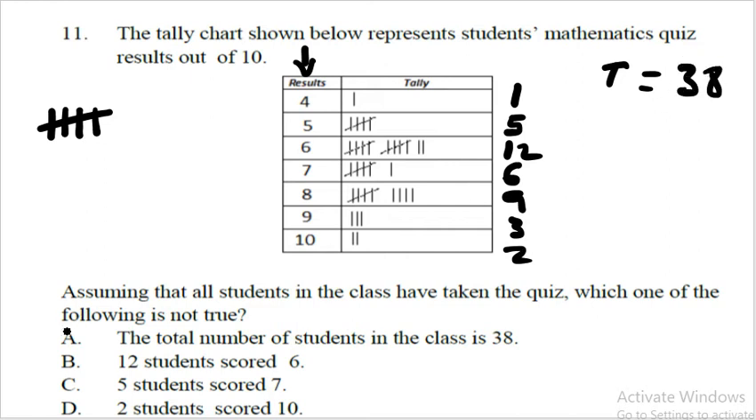Okay, now let us see the choices. It says, assuming that all students in the class have taken the quiz, which one of the following is not true? A, the total number of students is 38. Yes, that is true, we got it here. B, 12 students scored 6. The 6 are 12, that's correct again. And C, 5 students scored 7. Those who scored 7 are not 5, as you see. It must be 6, so this is wrong. What about D, 2 students scored 10? Yes, we got it already. So the answer will necessarily be C.